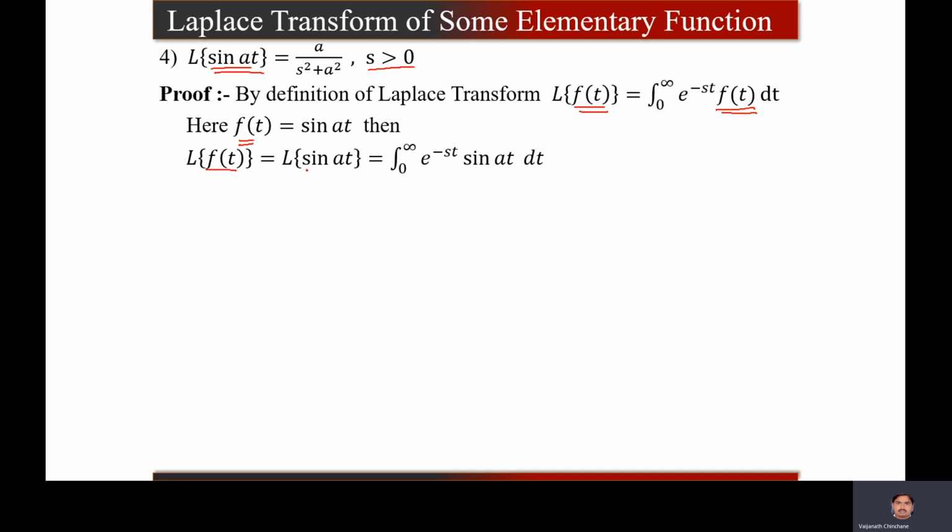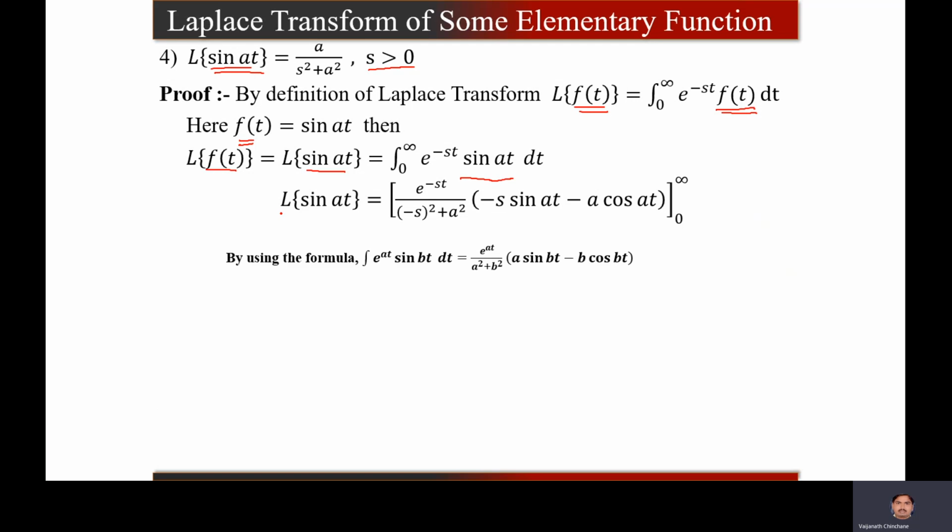We have L of f of t, meaning L of sin at, is equal to integration 0 to infinity e raised to minus st sin at dt, and using the formula integration of e raised to at sin bt dt is equal to e raised to at divided by a square plus b square into (a sin bt minus b cos bt), we obtain this. Now here a is equal to minus s and b is equal to a. Put these two values in this formula, we get this integration, that is e raised to minus st upon minus s square plus a square in bracket minus s sin at minus a cos at. Now put the upper limit.